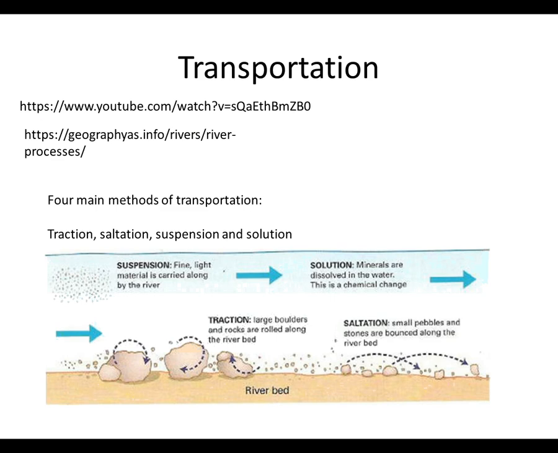So transportation: there are four methods of transportation: traction, saltation, suspension, and solution. Traction and saltation are for the much bigger materials that the river can't carry, but it either rolls them across the bottom or bounces them along the bottom of the riverbed. Therefore, your bigger materials.